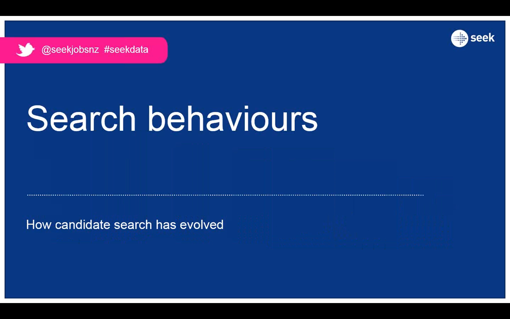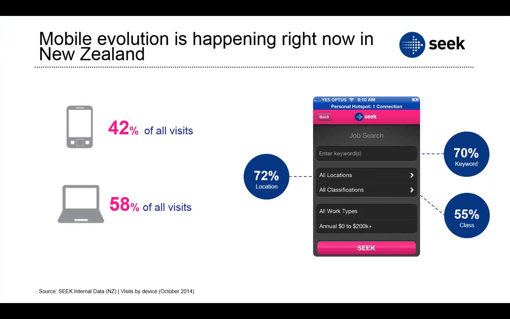All right, let's wrap up with some behavioral stuff. Okay, so when we're looking at search behaviors, we look across mobile and desktop to see how things have evolved, and they've evolved pretty rapidly in New Zealand.